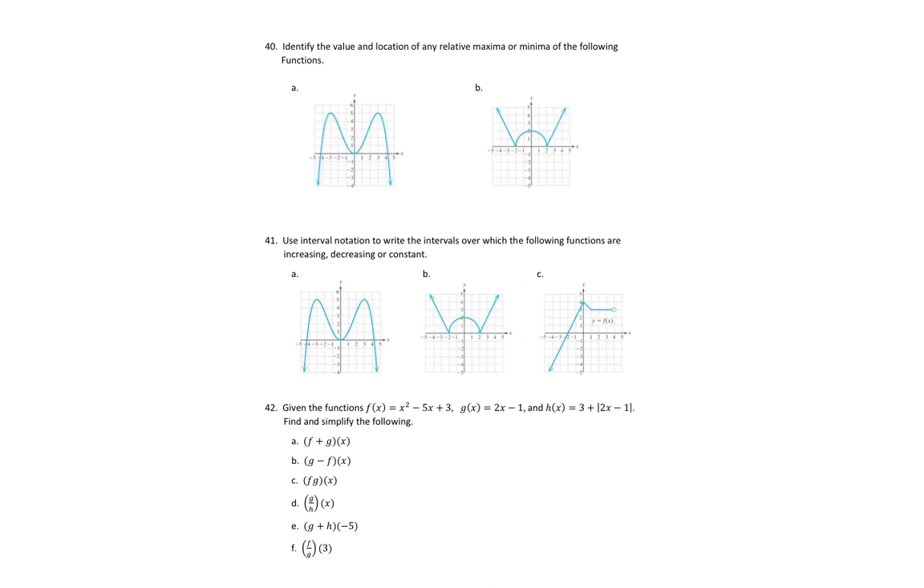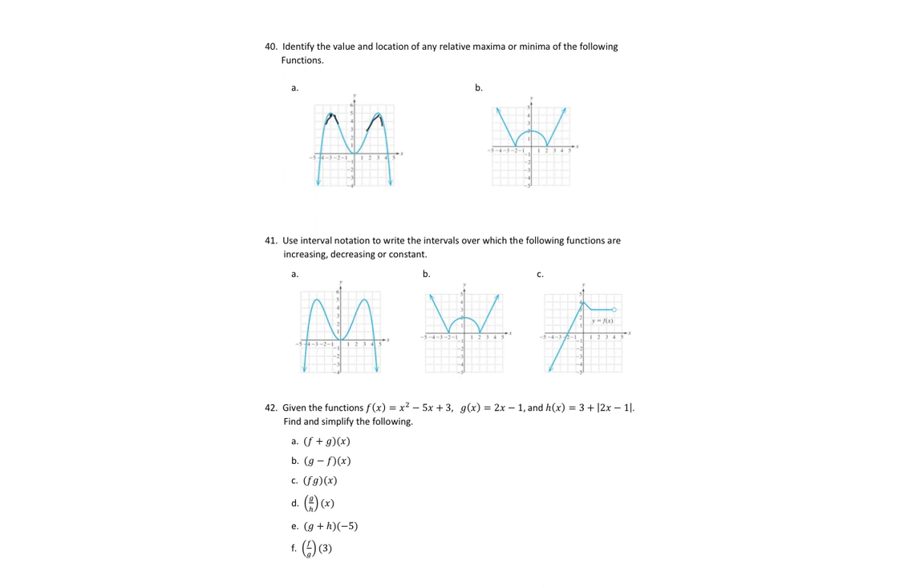All right, so for number 40, part A, it says identify the value and location of any relative maxima or minima of the following functions. So when it comes to maxima, that is where our function is increasing and it hits a high before decreasing again, right? If we take a look at this graph, we see that it comes up here and hits a high before decreasing again, and then it does it again over here before decreasing again.